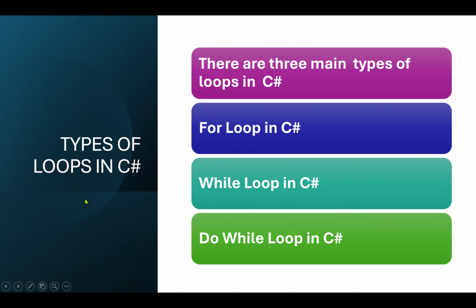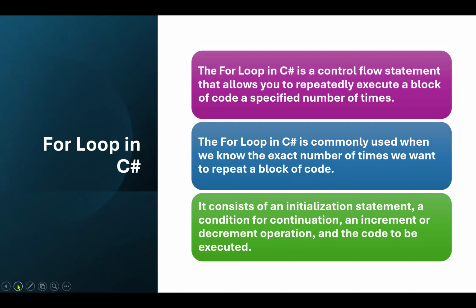In C sharp, we have three main kinds of loops. We have the for loop, the while loop, and the do while loop. We'll take time to explain these. The for loop, a control flow statement, allows you to repeatedly execute a block of code a specified number of times. This means you will know the number of times you want to run that particular block of code, and then you input that in your loop.